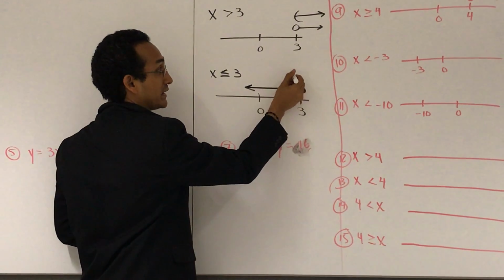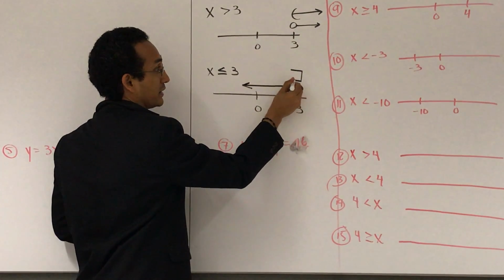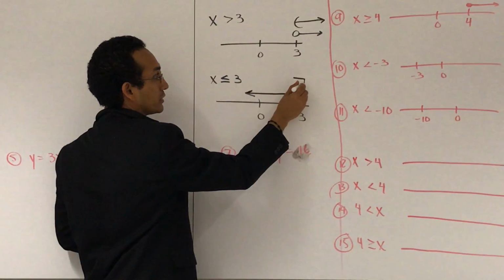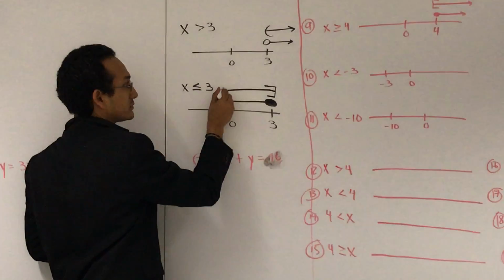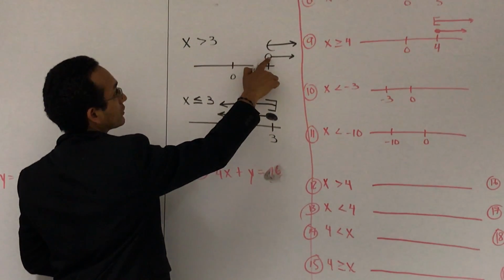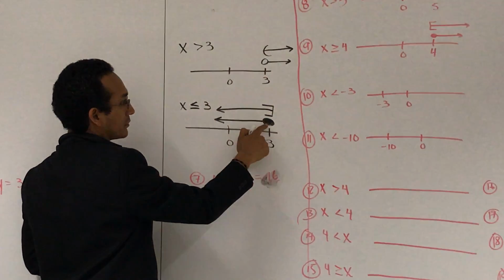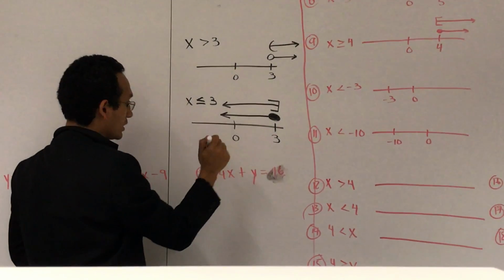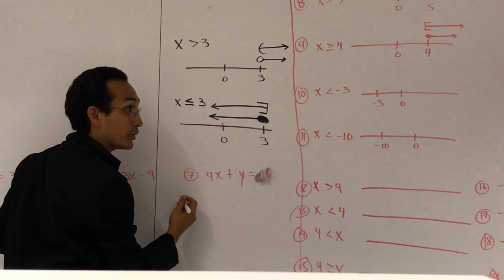And then another way that they could put it on the final exam is a bracket. This bracket is going to go like this. Okay, so again, open circle, parentheses. Dark circle, bracket. Let's see a couple more examples that are important.